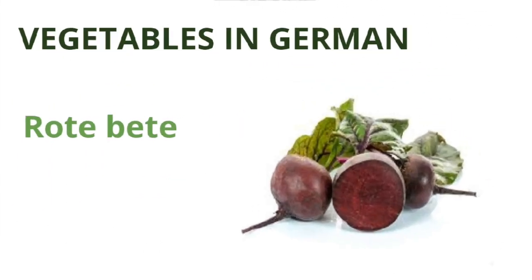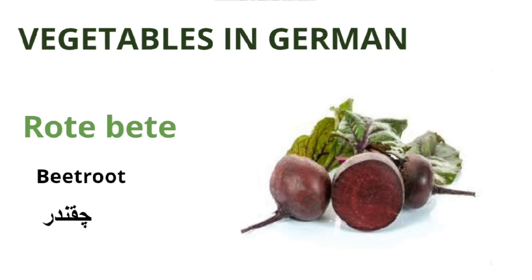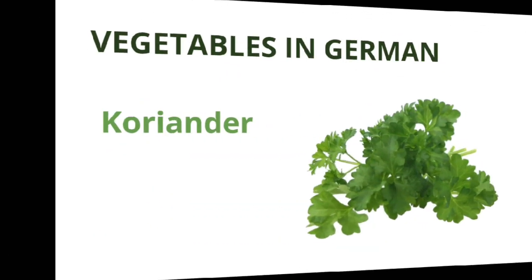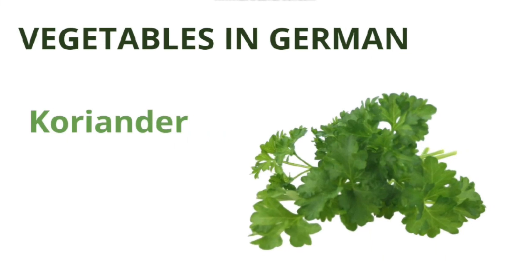Let's have a look at the next vegetable, that is Rote Beete. Rote Beete means beetroot in English. Our next vegetable is Kürbis. Kürbis means pumpkin in English. Next vegetable is Koriander. Koriander is also called coriander in English, but spellings are different in both languages.